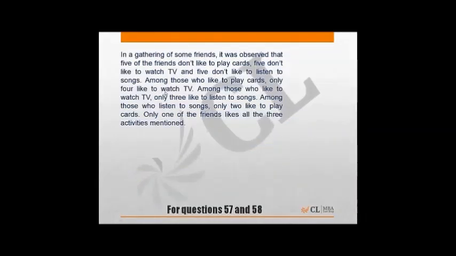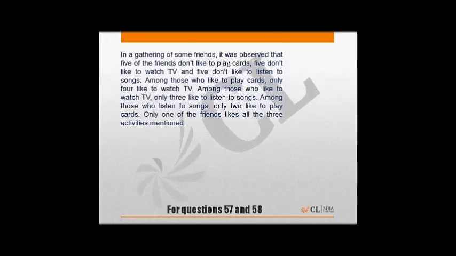Question 57-58, a set of LR questions, and LR is something which I will do after I have done the usage portion. So I typically do the usage portion first and then go to LR and RC. Okay, let's look at the set.